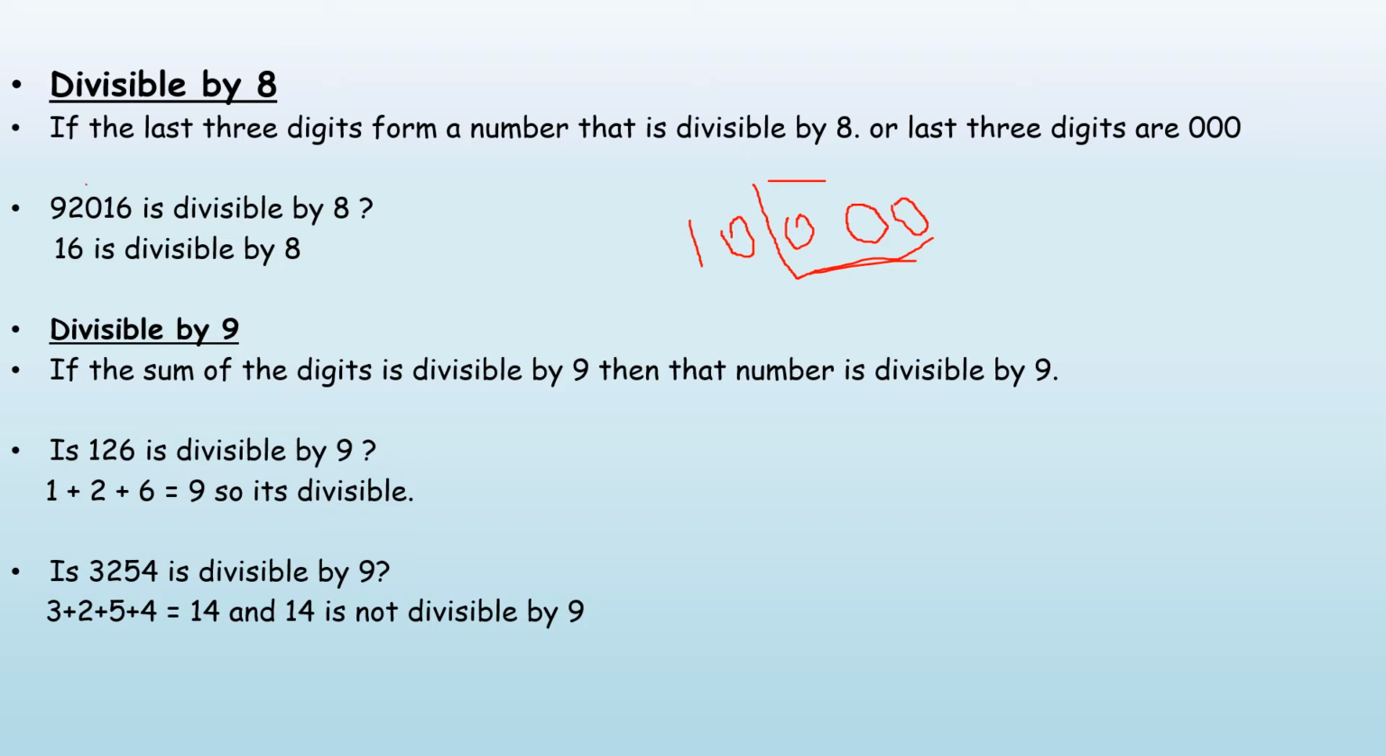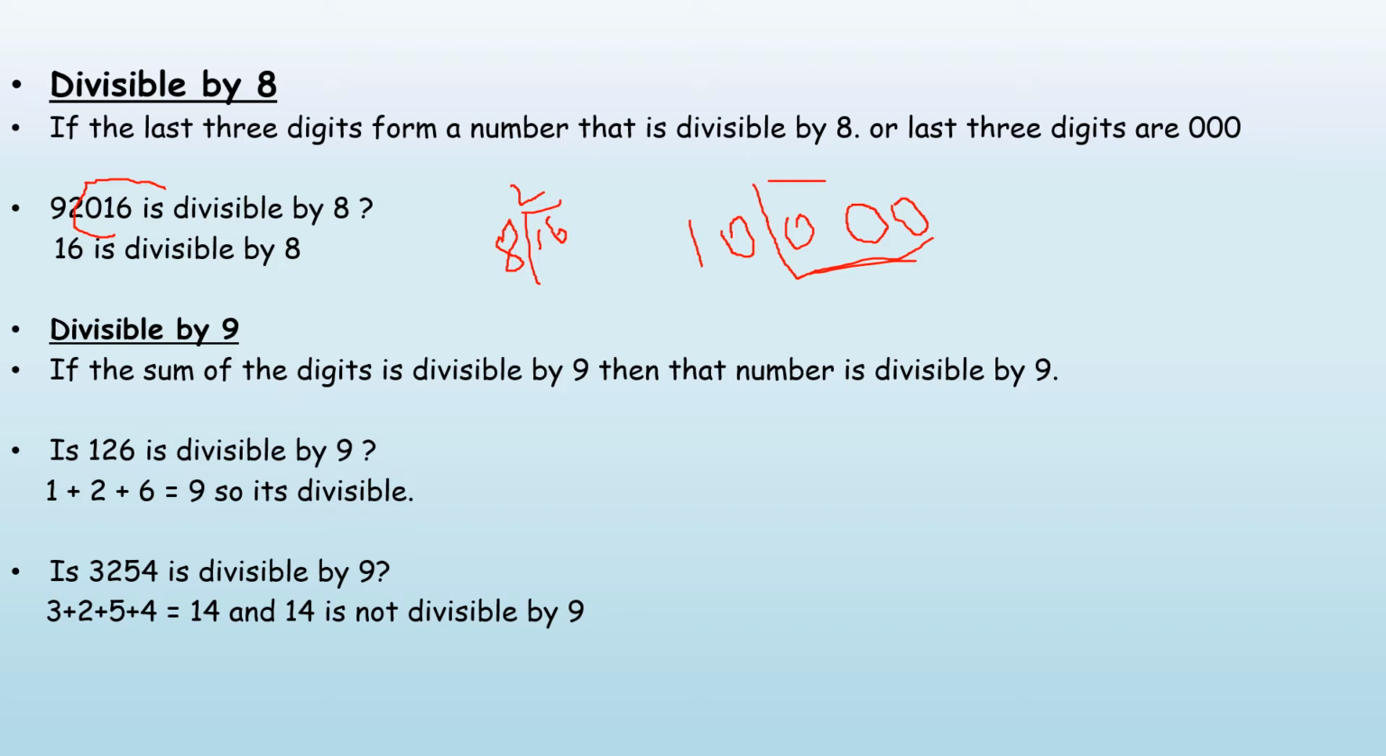Likewise, for example, 92,016. You just check the last 3 digits only. No need to divide the number by 8 fully; it is time consuming. Check the last 3 digits: 016. Is it divisible by 8? Just divide 16 by 8. It is 2, so it is divisible. So 92,016 is divisible by 8. No need to divide the whole number. You just check the last 3 digits only.